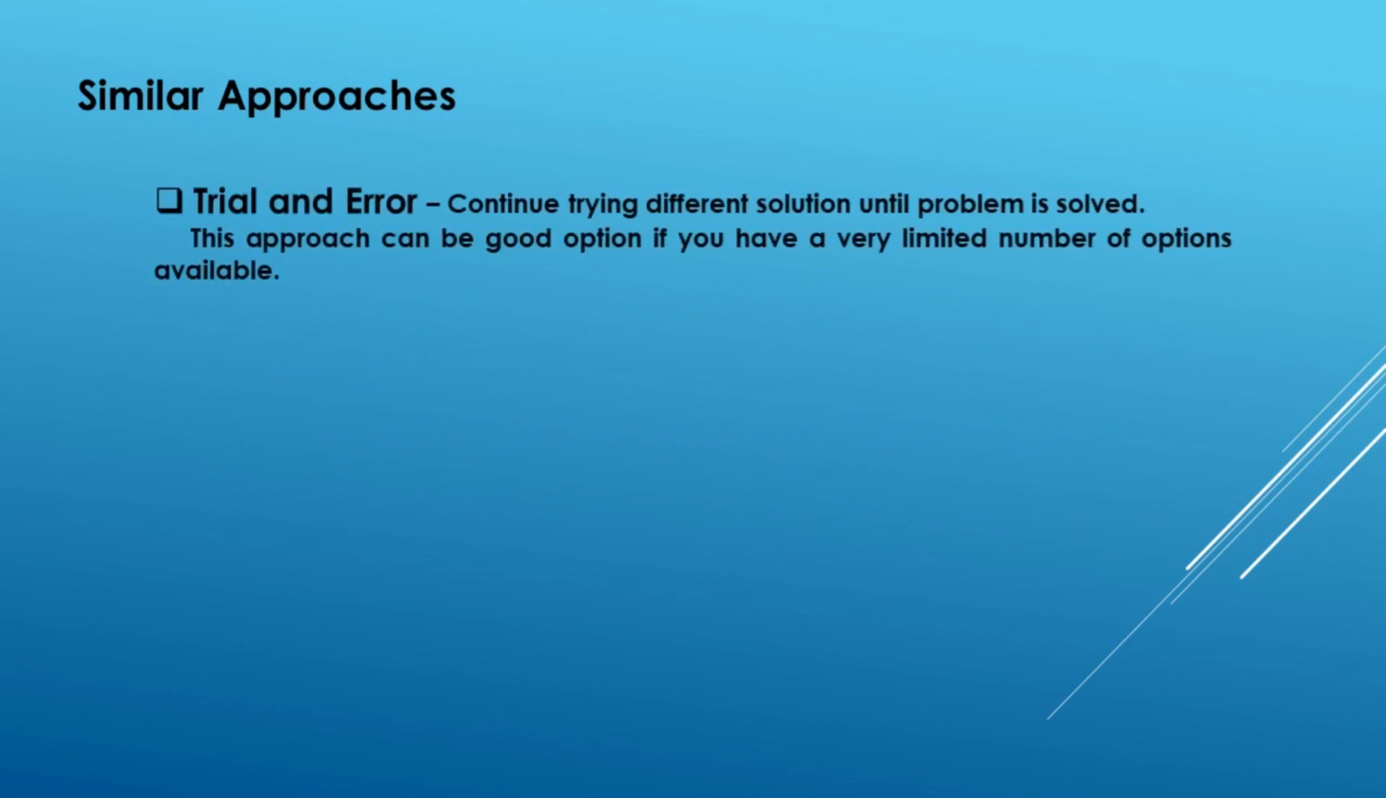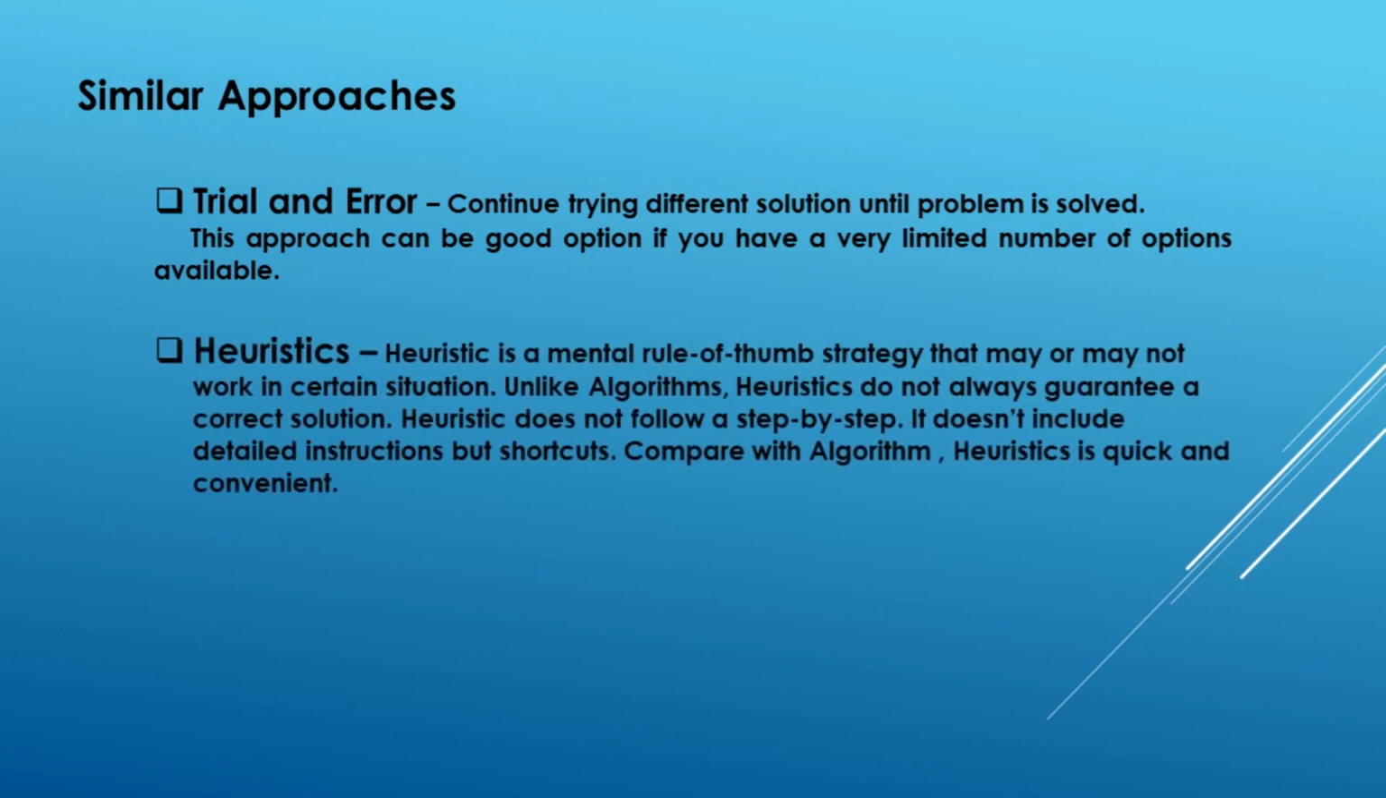Similar approaches to algorithms. Trial and error. Continue trying different solutions until the problem is solved. This approach can be a good option if you have a very limited number of options available. Heuristics. A heuristic is a mental rule of thumb strategy that may or may not work in certain situations. Unlike algorithms, heuristics do not always guarantee a correct solution. A heuristic does not follow step by step. It doesn't include detailed instructions but shortcuts. Compared with an algorithm, a heuristic is quick and convenient.